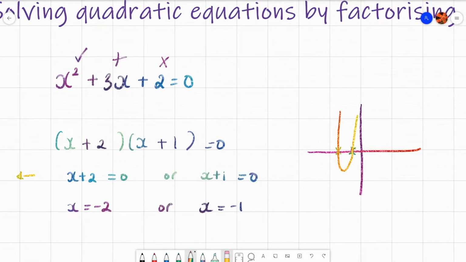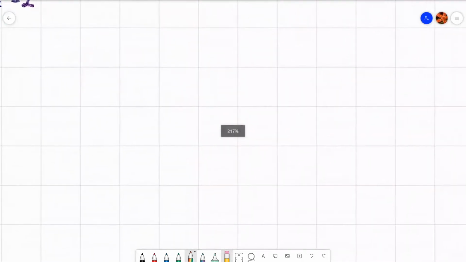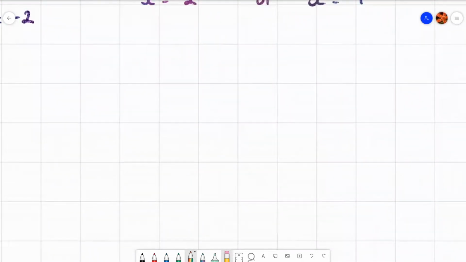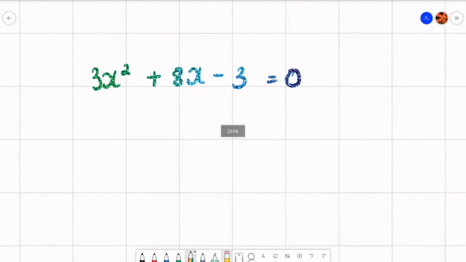Let's have a look at another example then. The other example we are going to look at is 3x squared plus 8x minus 3 equals 0. So we've done an example without a coefficient, and now we'll do an example with a coefficient. Remember, the coefficient is the number in front of the x squared. So in this situation, it's the number 3.